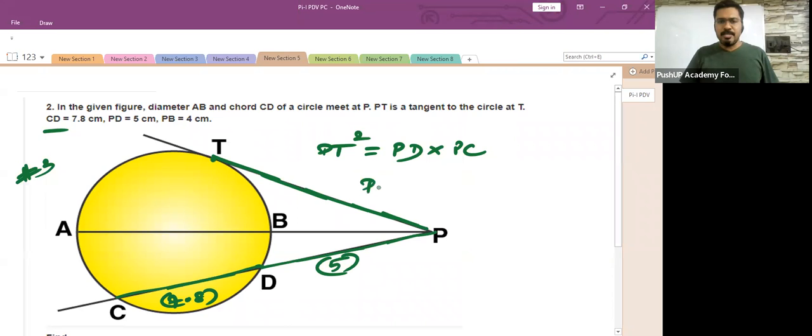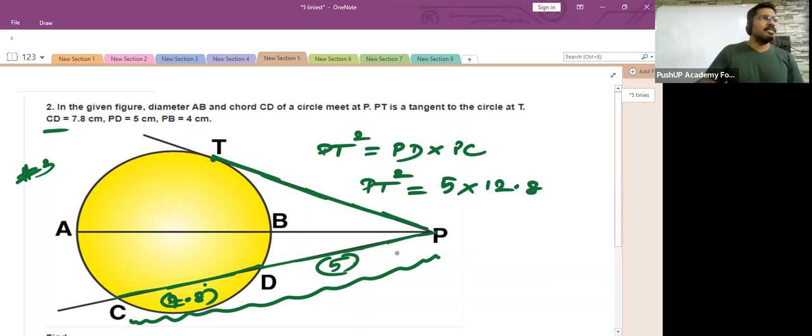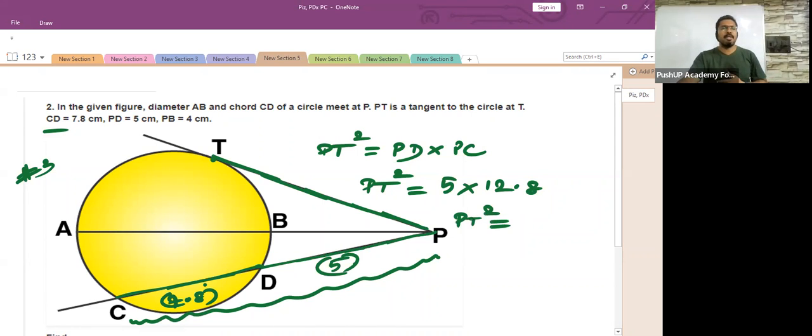How? You know PT square is PD into PC. So PT square is equal to, what is the value of PD given to you? 5 into, what is the value of PC? Children, the whole of PC would be the sum of 5 and 7.8, and that is equal to 12.8, right? 5 plus 7.8 is 12.8. Therefore, PT square is equal to 5 into 12.8. How much is it?